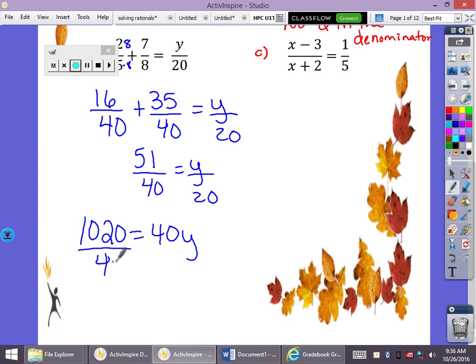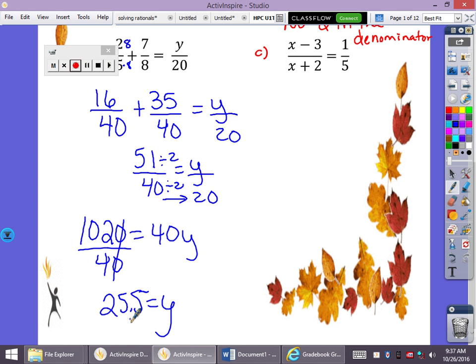When I cross multiply, I get 1020 equals 40y. And when I divide by 40, cancel the zeros. So 102 divided by 4 is 25.5, my value of y. Another way you could do it is from 40 to 20, what did I do? I divided by 2. What I do to the bottom, I must do to the top. 51 divided by 2 is also 25.5.